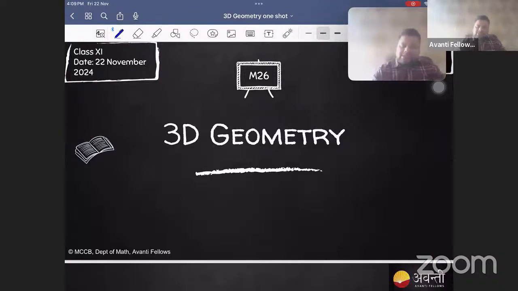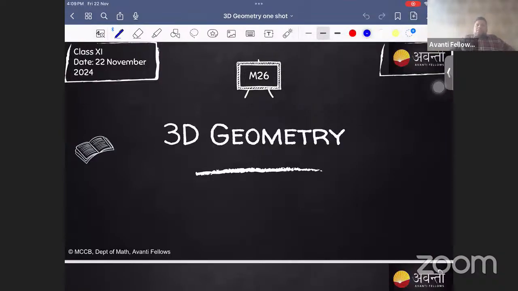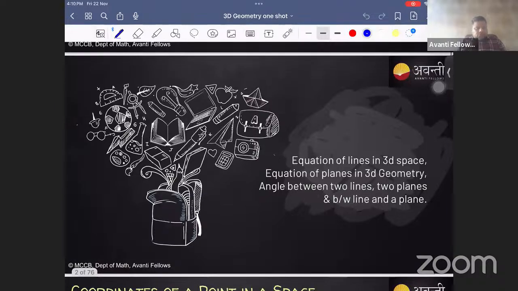So the previous class was full of vectors, vector triple product, scalar triple product, right? Or the condition in a plane, condition in space, condition when two vectors are collinear. So today we will start with three-dimensional geometry, where very frequently I'll keep on using the concepts of vectors also.